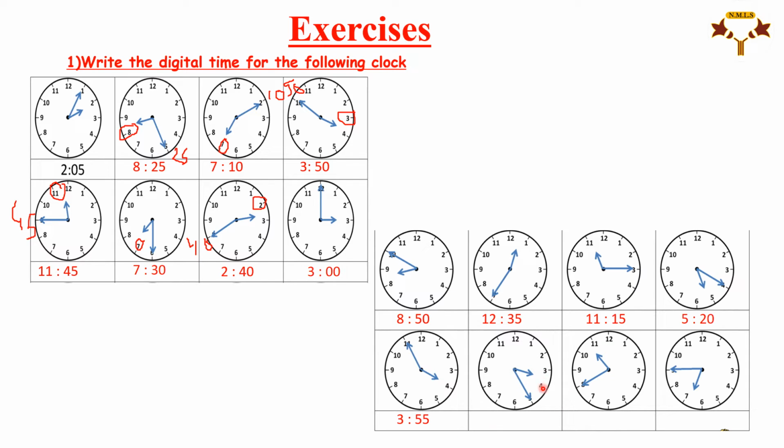Here we have short hand between 3 and 4. Then I will take the smallest. I will take 3, okay? And long hand for minutes, it's at 5. Then we skip counting by 5. From 1, 5, 10, 15, 20, 25. Then the time will be 3 and 25 minutes.